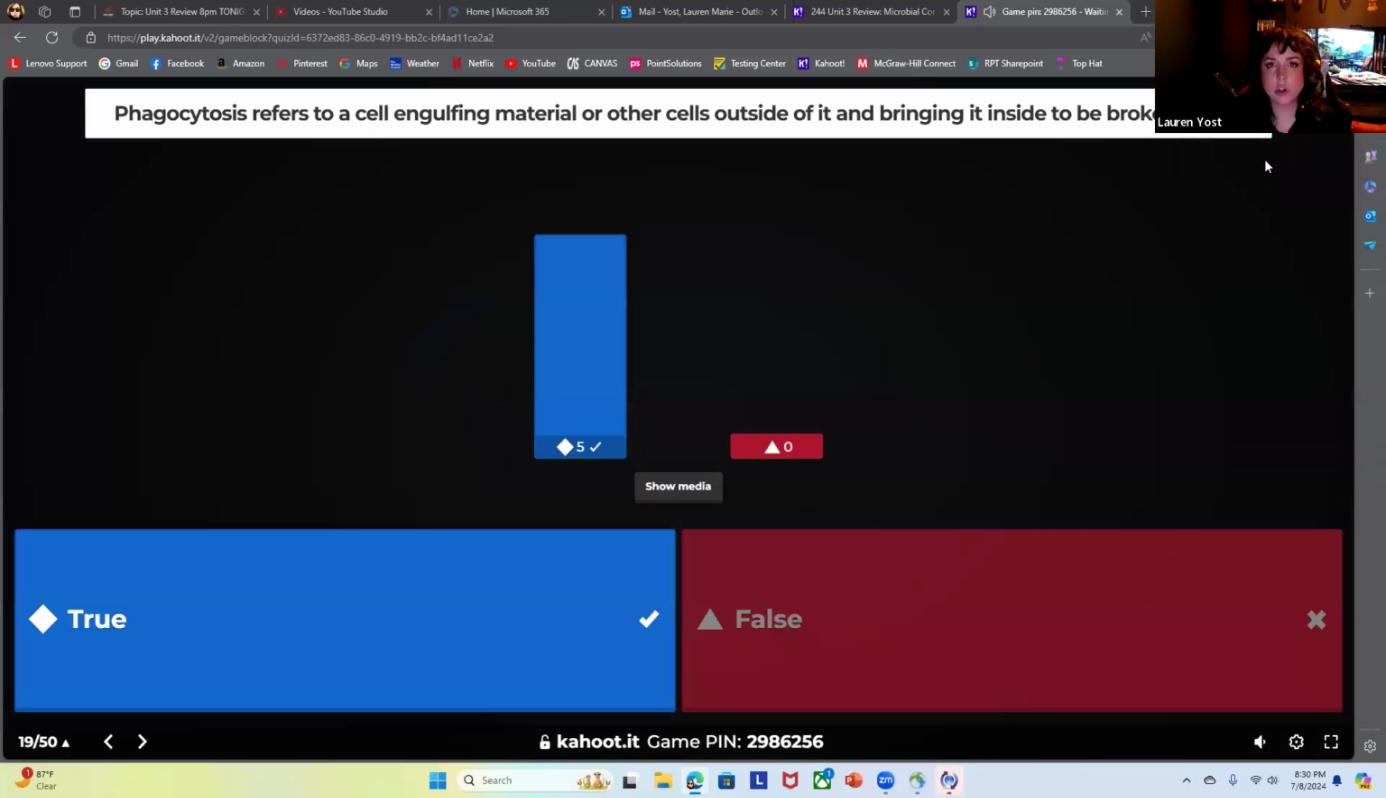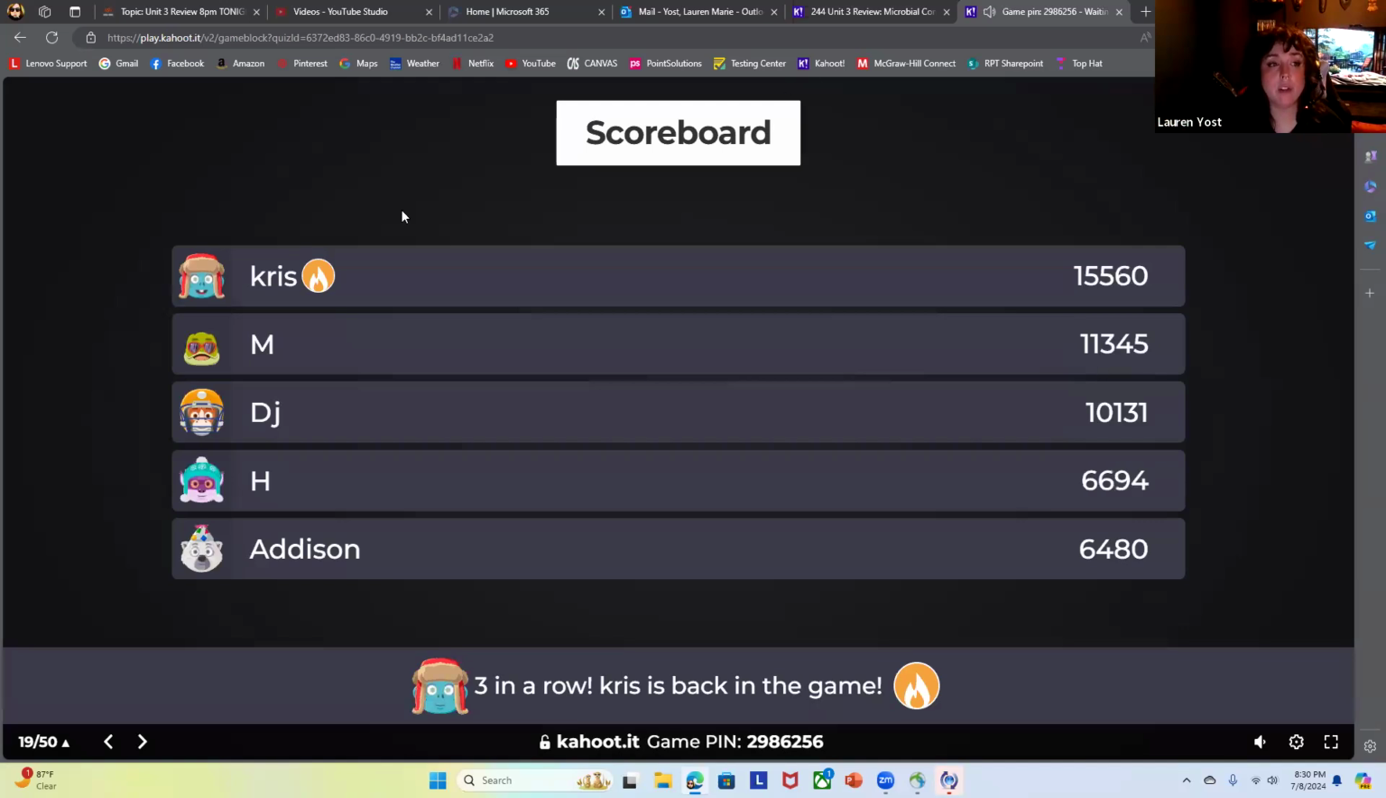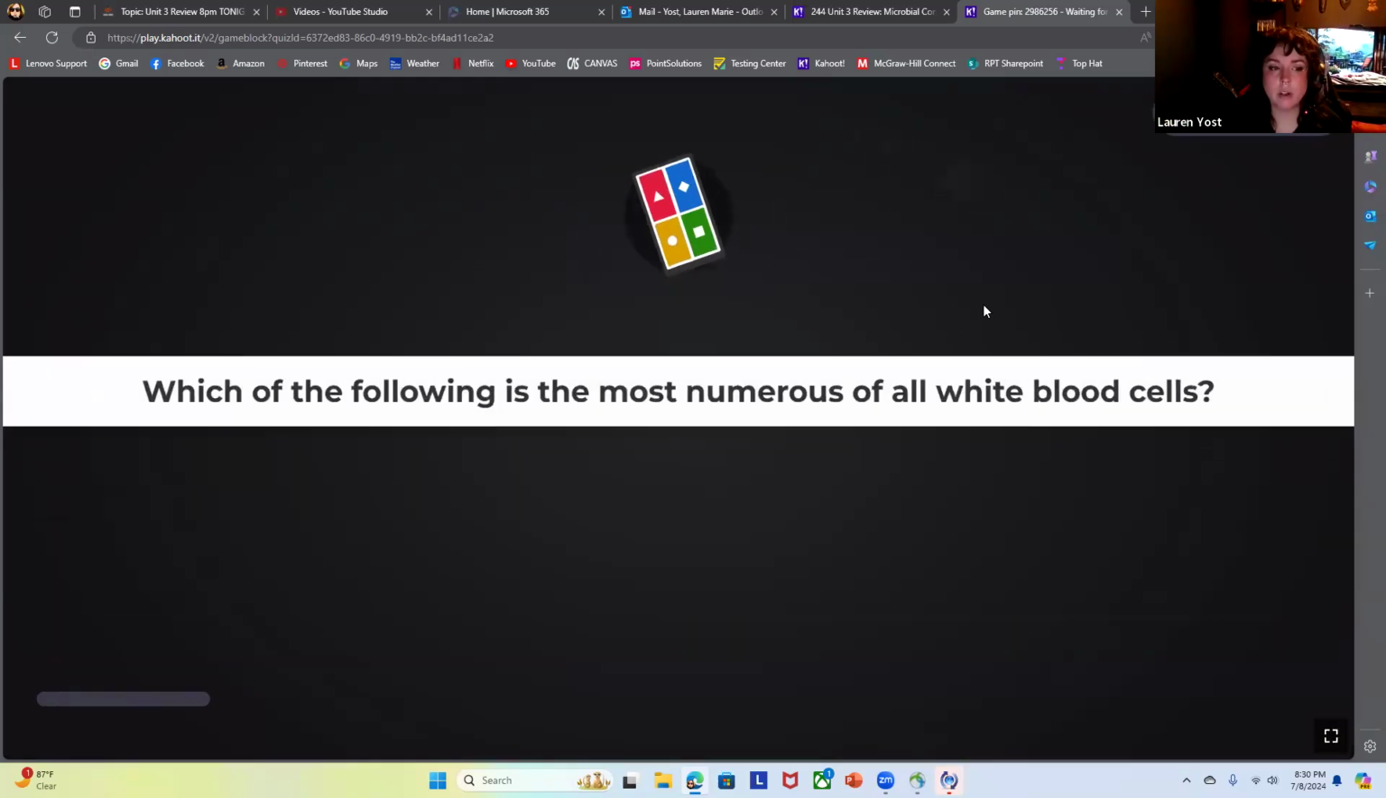All right, this one's true. Phago being eat, cyto being the cell. So the cell is eating things up. And that is exactly what this is describing, the cell engulfing material or other cells and bringing it inside to be broken down, whenever we create the phagolysosome, right? So don't forget the steps of phagocytosis. I'm not sure if I have any questions over it, but don't forget it.